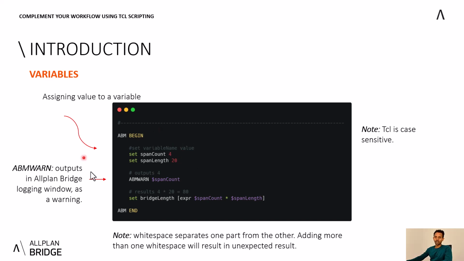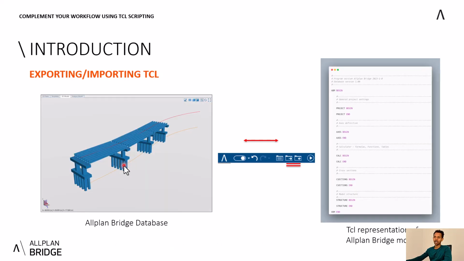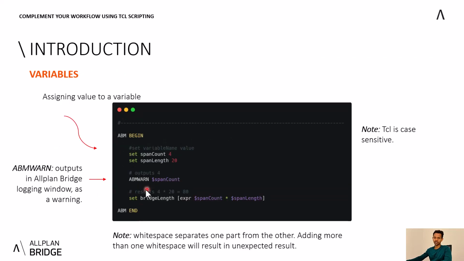If you wrote this and you want to execute it, how you can achieve that is you just save it as a TCL file, go back here and import it into Allplan Bridge, and it will show you in the warning here at the bottom, the logging basically. So in this case, it's just the span count, it's just 4.